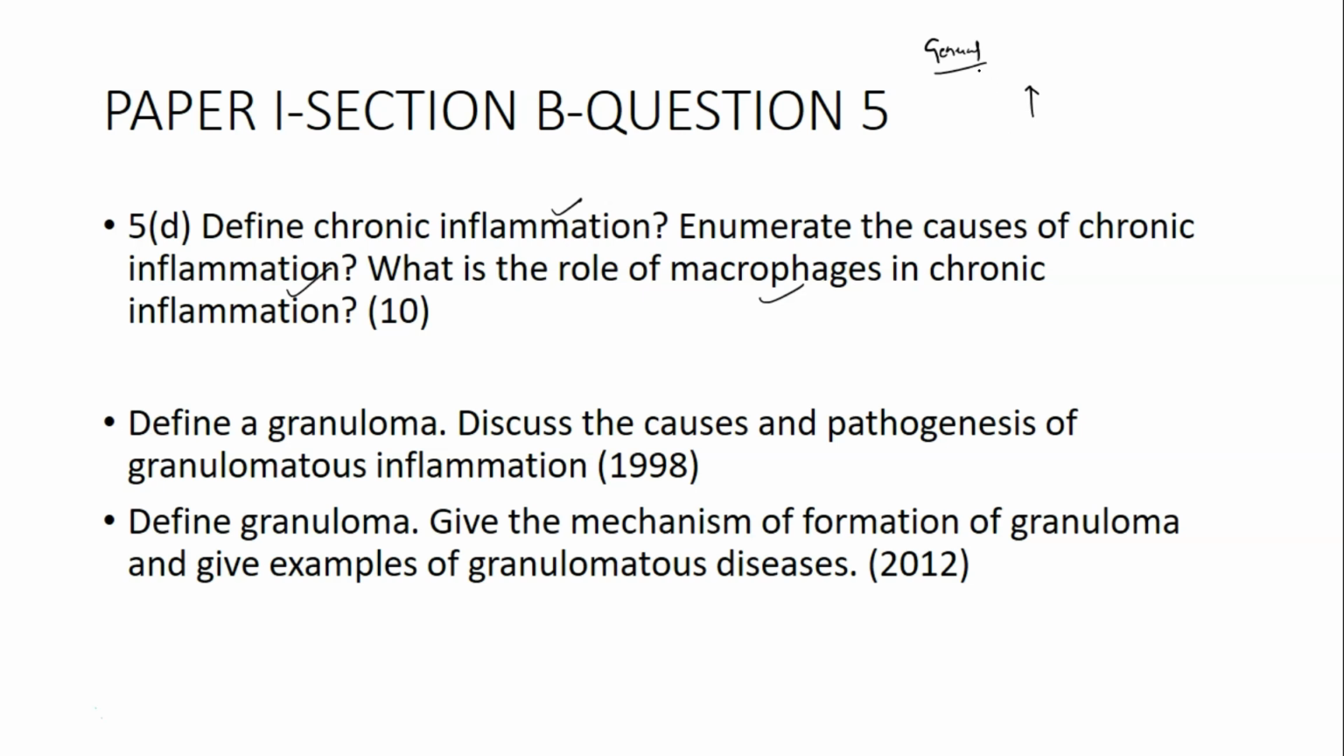So what is chronic inflammation, what are the causes, and what is the role of macrophages is a day in day out question, very easy one to answer. So in pathology, from the inflammation point, focus on inflammatory mediators for sure, and also what is acute inflammation, what is chronic inflammation, the differences part. Very important. So from inflammation and repair, focus on the things which I just told you. Now again, granulomatous inflammation, which is chronic inflammation, was asked in 98 and 2012.